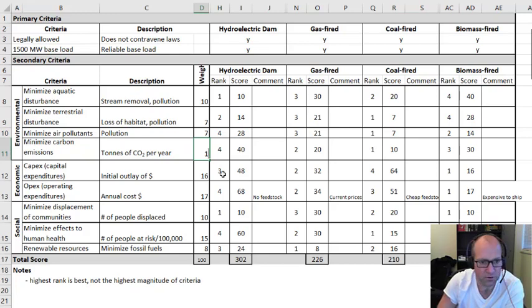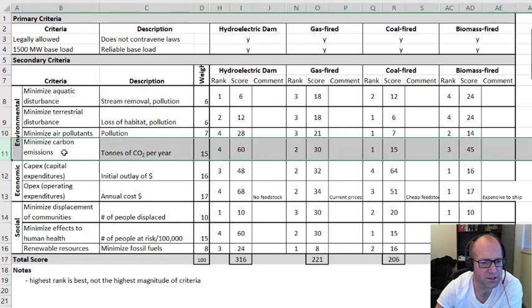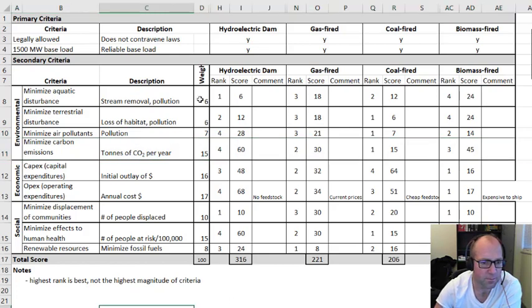That would mean CO2 is worth about 15, and by extension, minimizing aquatic disturbance would have to drop down to about 6, and one of these would have to drop down also to about 6. And so now, again, this has to add up to 100 in this particular example. But now CO2 is worth about twice as much as everything else. And by doing this, we're doing a sensitivity. We're saying, does the answer change? Is it sensitive to those CO2 rates?